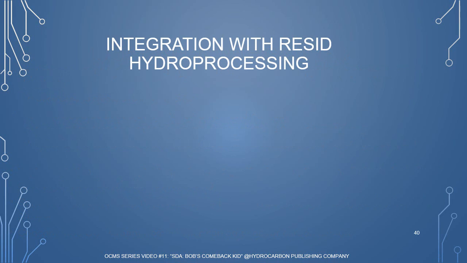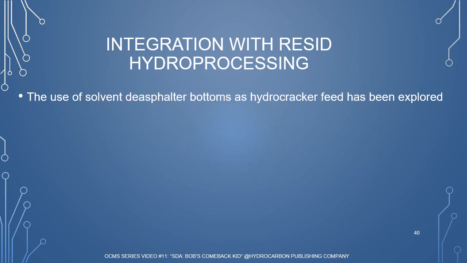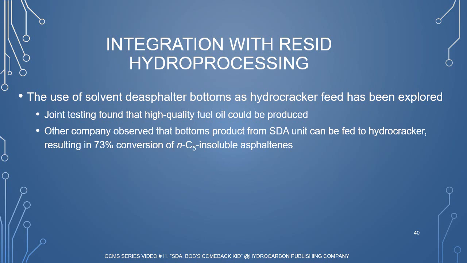Using the solvent deasphalter bottoms as hydrocracker feed has been explored. Joint testing between two companies found that high-quality fuel oil can be produced. Another company found that bottoms from an SDA unit can be fed to a hydrocracker, resulting in 73% conversion of NC5 insoluble asphaltenes.